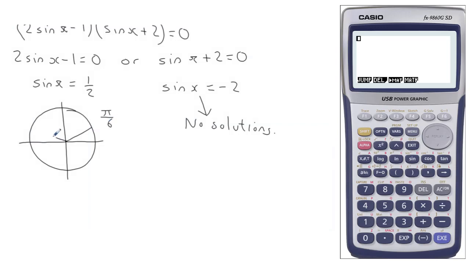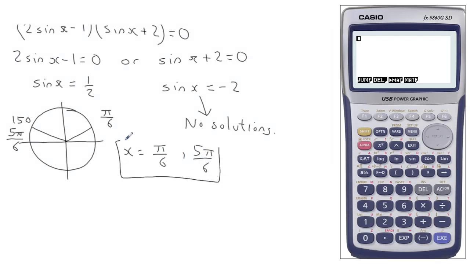Okay, and the other place this happens is if you use the symmetry of the circle. So that is going to be 30 less than 180. This angle is going to be 150. Well, if pi by 6 is 30, 5 pi by 6 must be 150. So that must be 5 pi by 6. So the solutions are x equals pi by 6 and 5 pi by 6. So that's an exact approach.